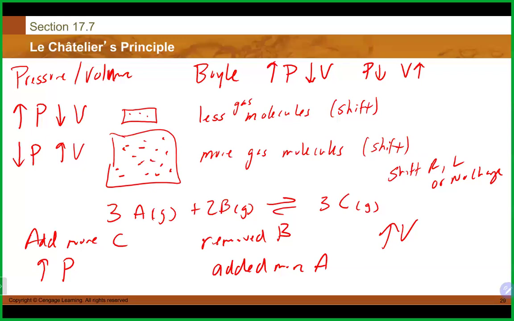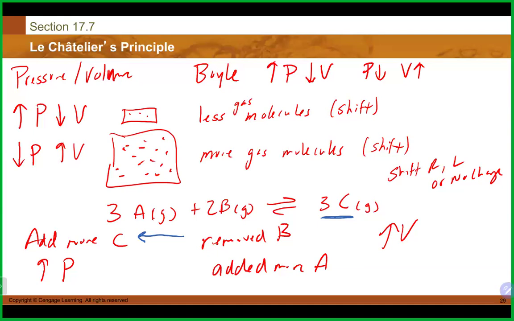Okay, so let's take a look. We'll start with adding more C. So C is a product. Remember that when we add it, we'll add away, right? Since we added products, we should expect it to shift to the left there and make more reactants.